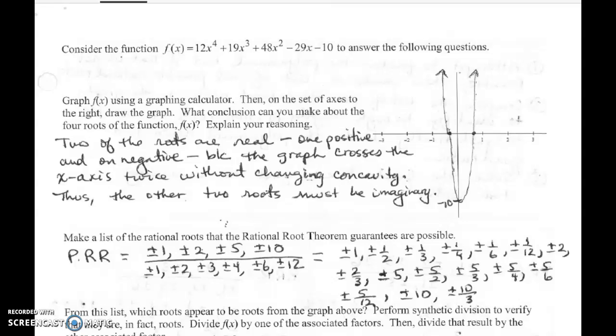So we can deduce from this graph that we're going to have two real roots, one that's positive, one that's negative. And then two of the roots must be imaginary to satisfy the fundamental theorem of algebra, which is that we need to have four roots for a fourth degree polynomial.